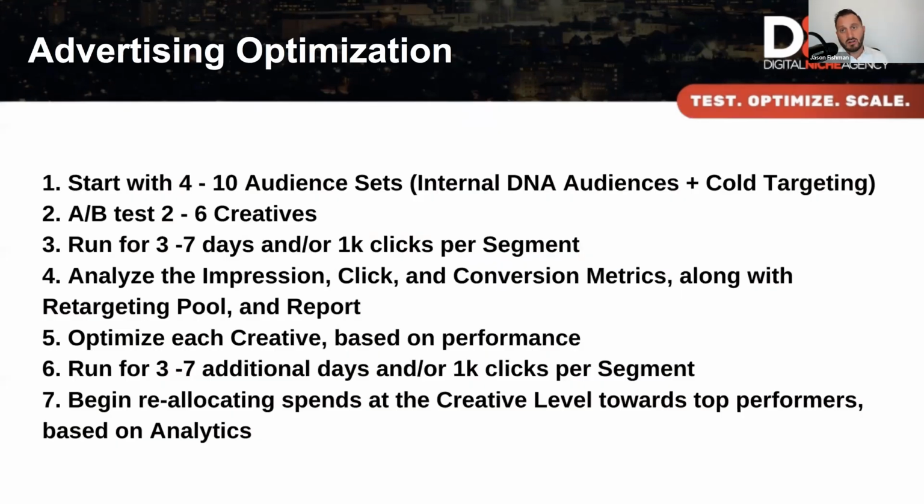But essentially, as we mentioned, 4 to 10 audiences to begin, 2 to 6 creatives per audience. Don't have just one. This could be a mix of video, animation, various types of GIFs. There's always new creative ad units to test out, and we recommend that. But essentially, you run that for 3 to 7 days, 1,000 clicks per segment, analyzed by each stage of the algorithm, not just return on ad spend or cost per acquisition or any end funnel result, as much as impressions, clicks, conversion rates, along with the retargeting pool, and report.